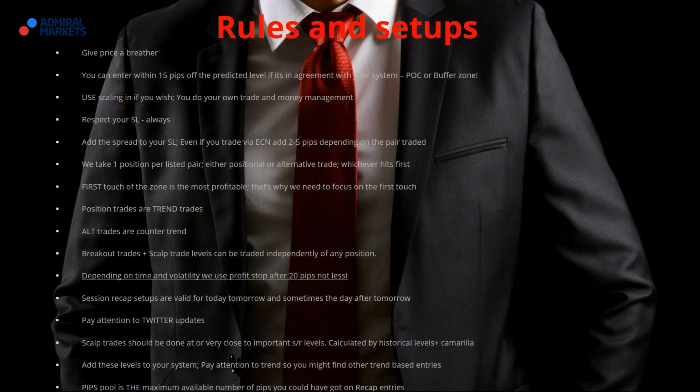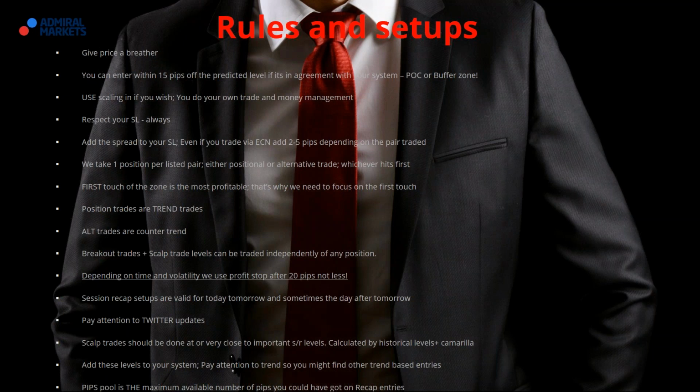Positional trades we call trend trades. Alternative trades are counter trend trades. Breakout trades, scalp trade levels can be traded independently of any position. And depending on time and volatility, we use profit stop after 20 pips, but not less. Session recap setups are valid for today, tomorrow, and sometimes day after tomorrow.